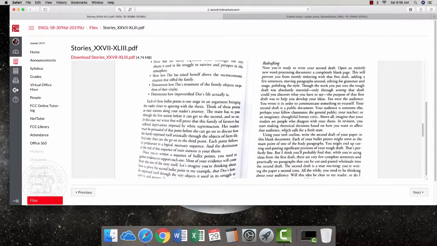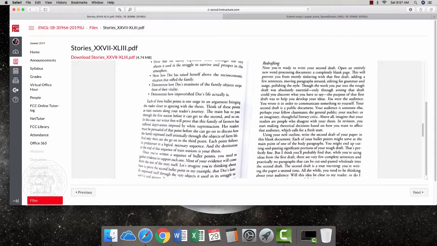Now you're ready to write your second draft. Open an entirely new word processing document, a completely blank page. This will prevent you from merely tinkering with that first draft, adding a few sentences, moving paragraphs around, editing for grammar and usage, polishing the style. Though the work you put into the rough draft was absolutely essential, only through writing that draft could you discover what you have to say.